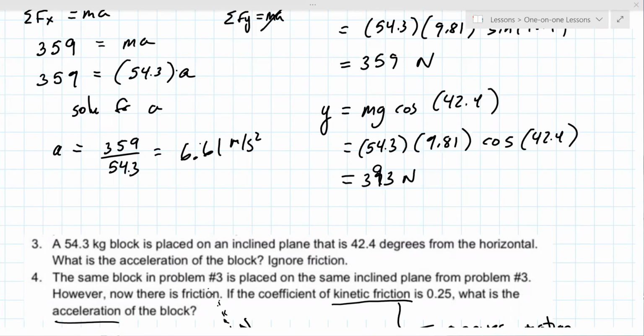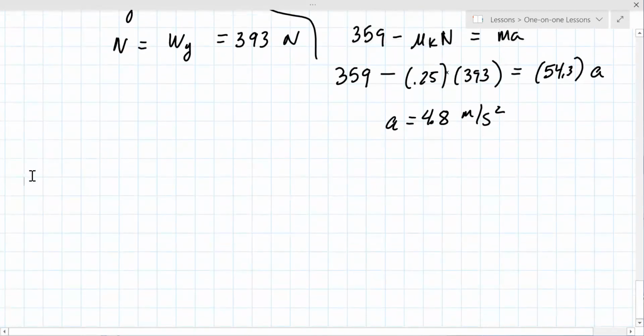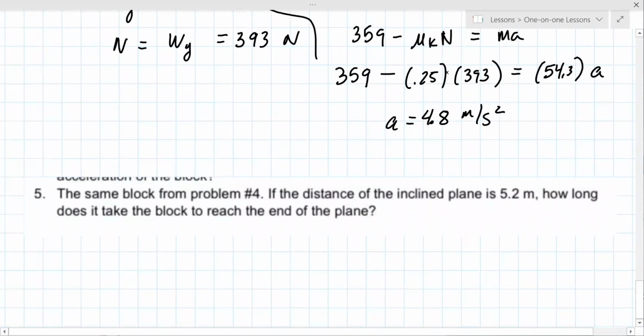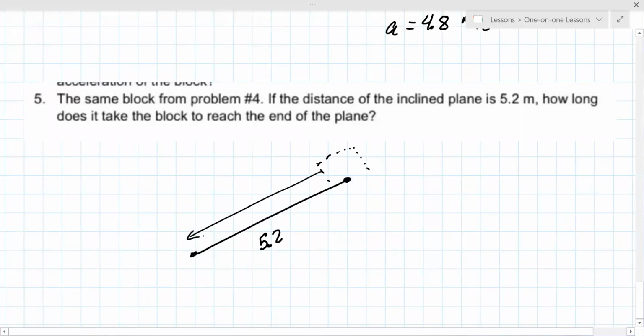Now five is how your instructor, and a lot of instructors, say, okay, we're not going to let you forget what you learned in one-dimensional or two-dimensional motion. So here's a plane, the inclined plane. It's 5.2 meters long. They're assuming your box is up here, and they want to know how long it takes to reach the bottom of the plane. They're asking for time, which we haven't talked about in a long time. Which equations do you have time in it?